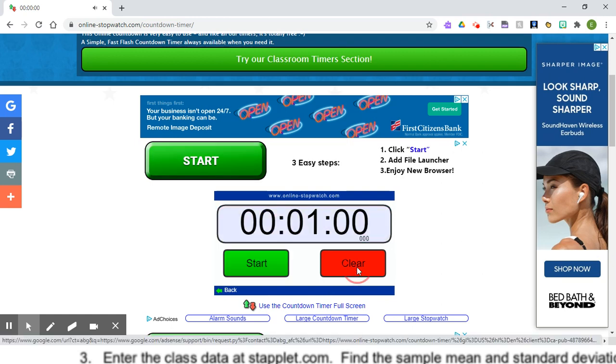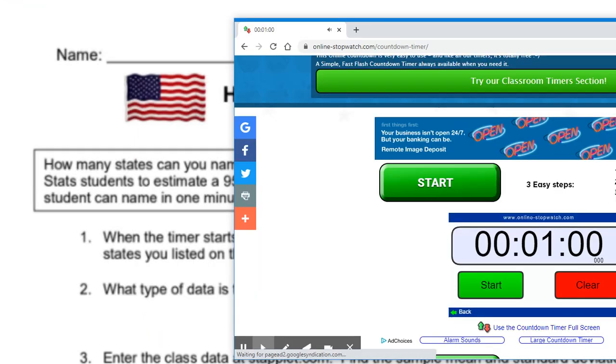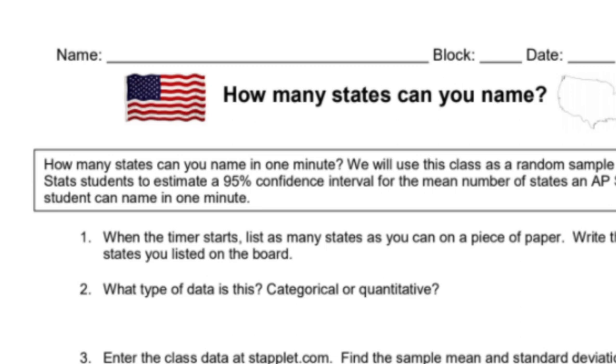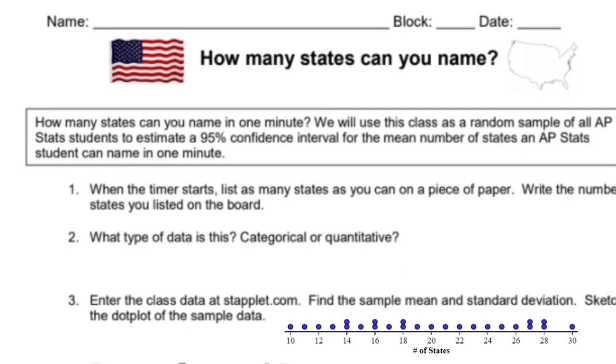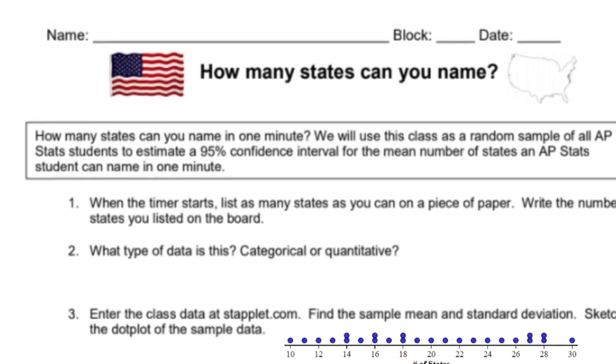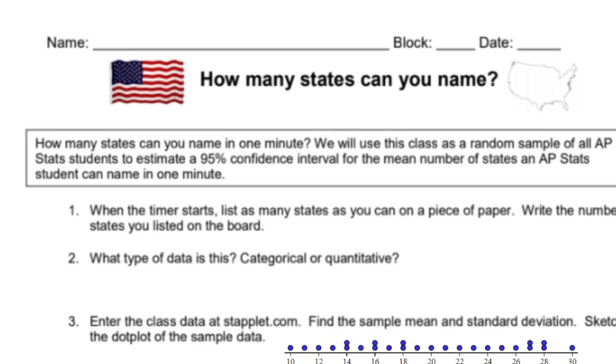I'm not sure if the sound comes through on my recording, so I'm just going to pretend like it did there. Ding, ding, ding. Now, hopefully you have a list of states and you can count them up. If we are in class, you'll write the number down for the dot plot. And if you're at home, then we have a Stapplet where we can put them into the group dot plot.